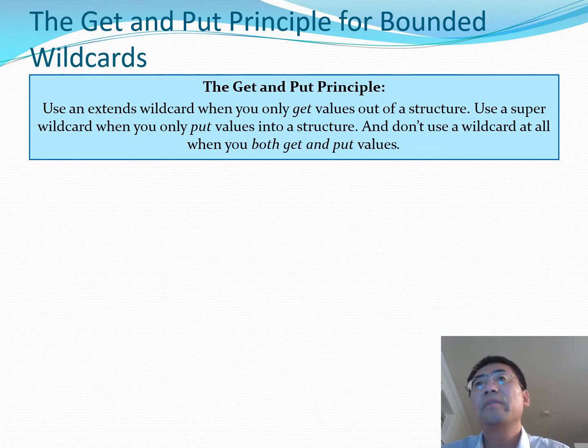Earlier, we talked about the limitations on the use of the wildcards. We also saw examples showing difficulty to insert data items into a collection parameterized with the extends wildcard, and also difficulty to read items from a collection parameterized with the super wildcard. So with these limitations in mind, when it comes to the use of the wildcards, we should follow this principle, the get and put principle.